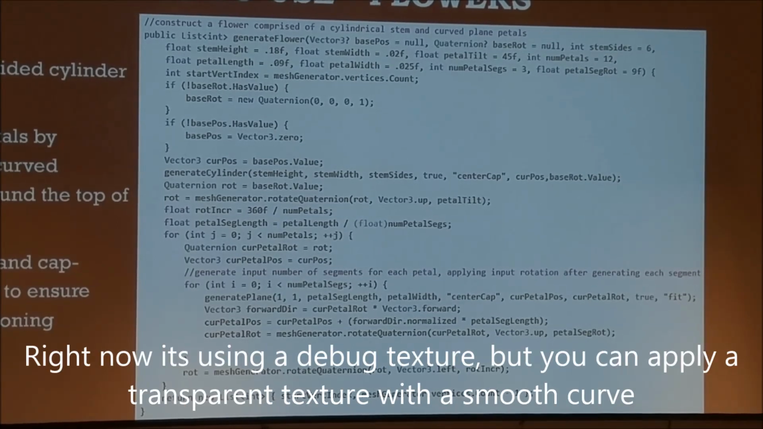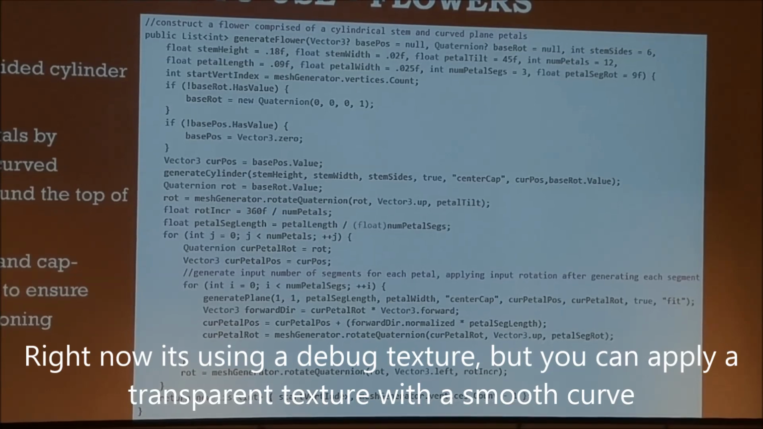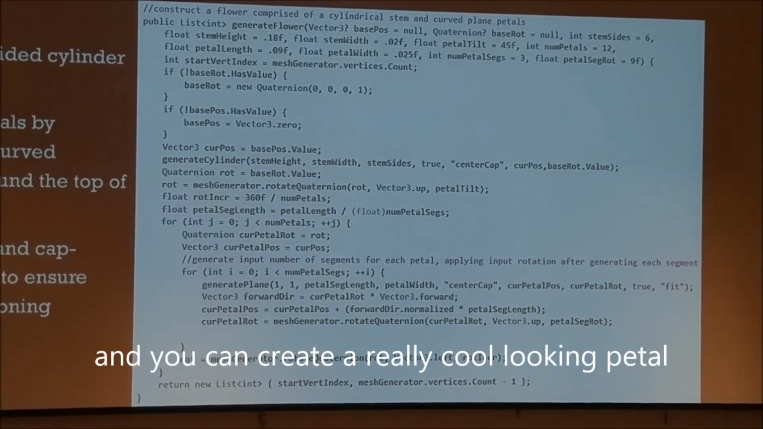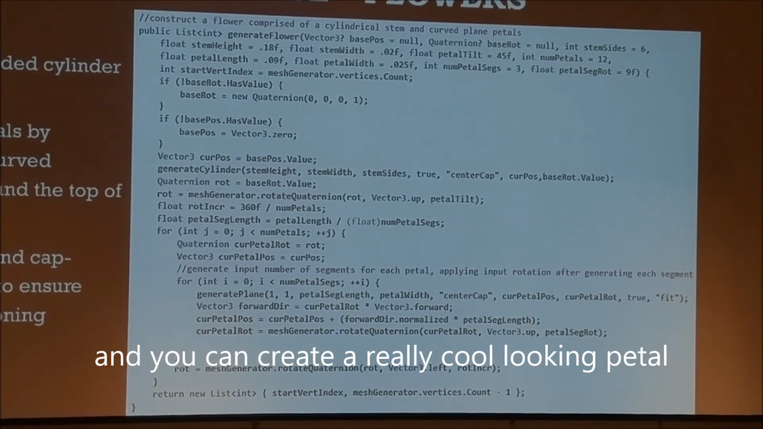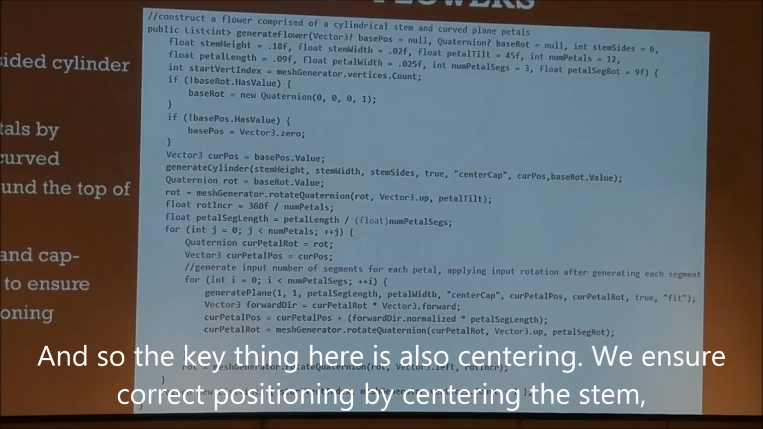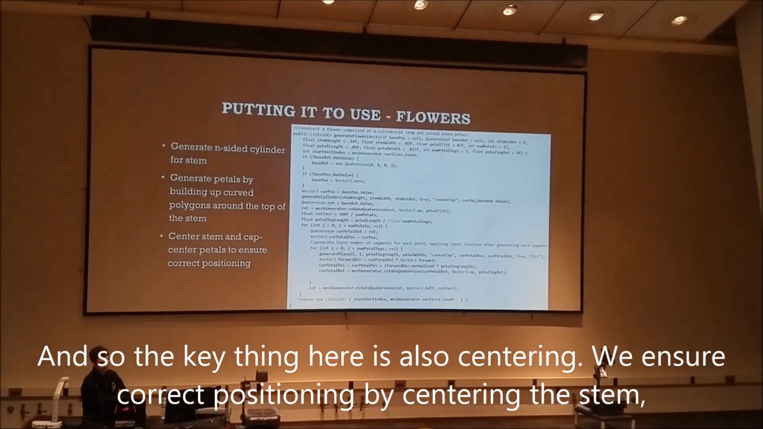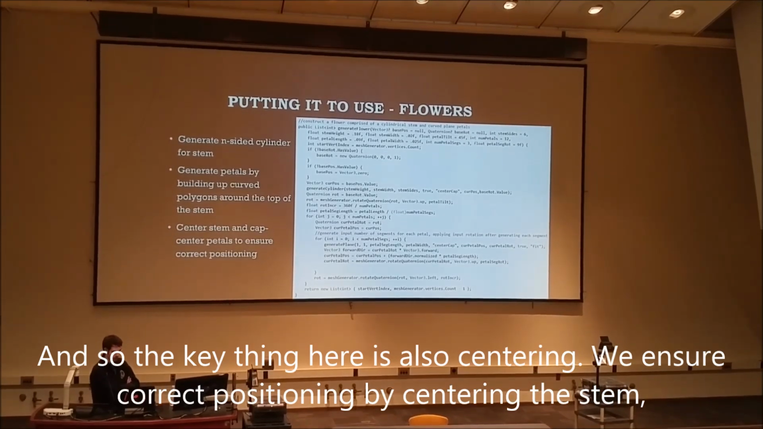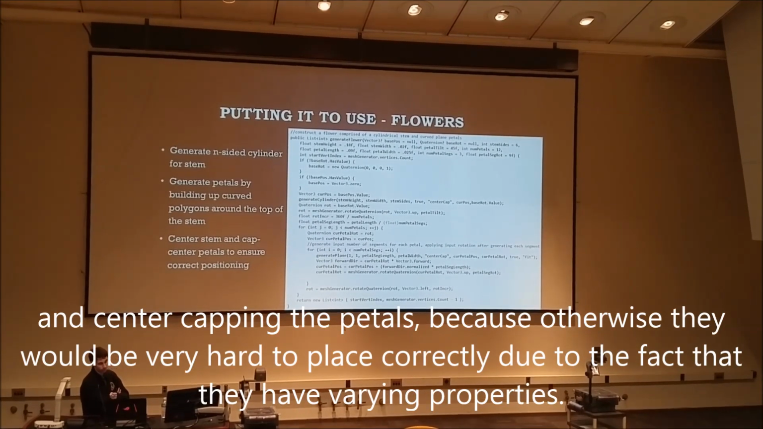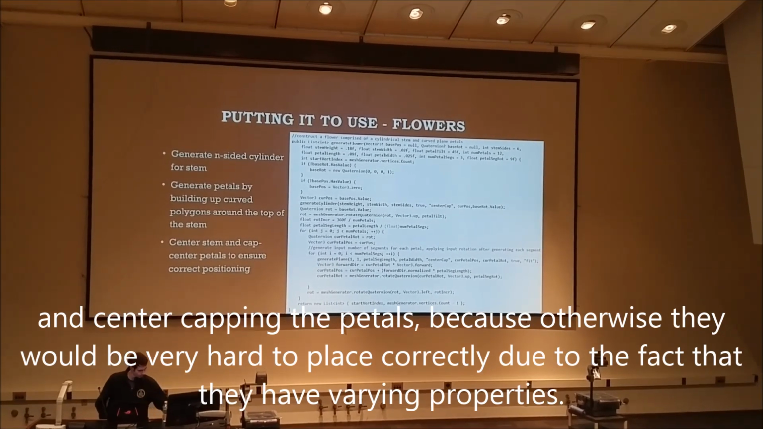Right now it's using a debug material, but later, if we were to apply, say, a transparent texture with each edge cut out so you get a smooth curve, then you can make a really cool looking thing that does look like a flower. The key thing here is also centering. There are different ways to do it. This time I utilized center curves for the stem and center tapping for the petals, because otherwise they would be very hard to place due to the fact they have very different properties.